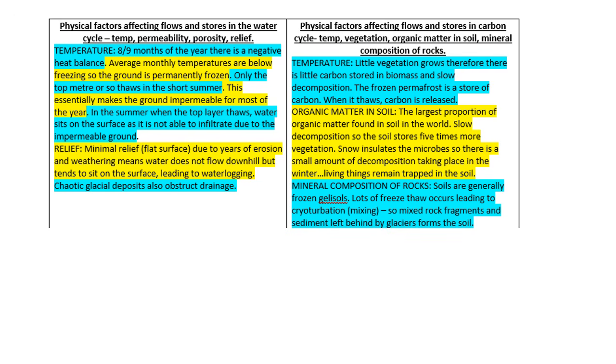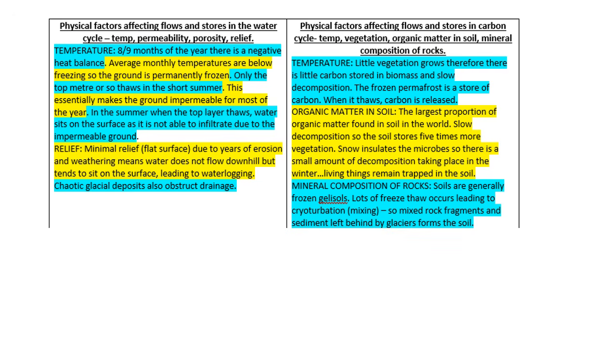Another physical factor is the relief, the shape of the land. It's very flat. There's minimal relief because there's been so much erosion and weathering over the years. So the water doesn't flow downhill, but tends to sit on the surface, which leads to waterlogging. We also have chaotic glacial deposits that have been put down, which change and obstruct the drainage there. In terms of the carbon cycle, temperature means little vegetation grows because it's too cold, which means there's little carbon in the biomass and very slow decomposition. And so the frozen permafrost is a big store of carbon, and when it thaws, that carbon is released.